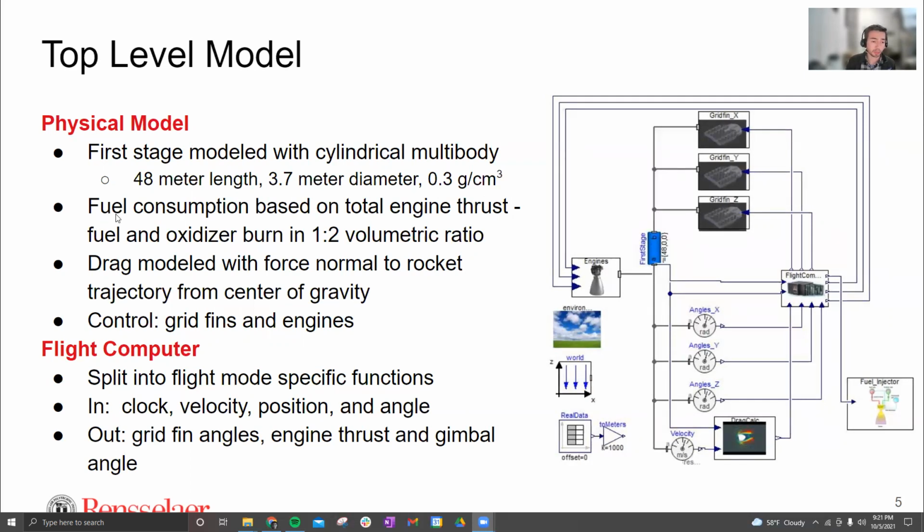Moving on to the second bullet here, we have fuel consumption based on total engine thrust, with fuel and oxidizer burning in a 1:2 volumetric ratio.